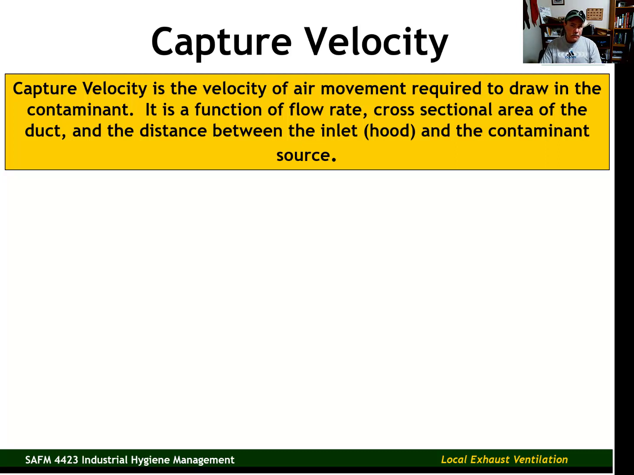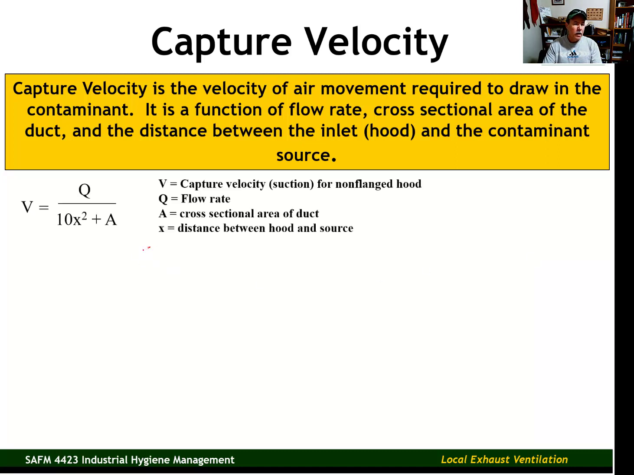It's a function of flow rate in the system, the cross-sectional area of the ductwork, how big the ducts are, and the distance between the inlet or the hood, again using those terms interchangeably, and the contaminant source. This is the formula that you are very likely to see on the CSP exam. This is a capture velocity formula. Just take a quick look at this.